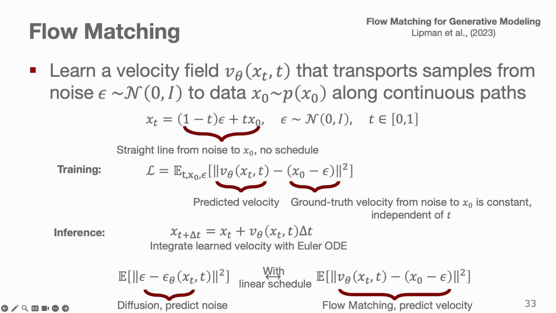So this means that at test time, we don't denoise in the probabilistic sense. We actually are integrating. So we start with noise and then use an ODE solver, for example, like a Euler step, to follow our learned velocity towards the data.